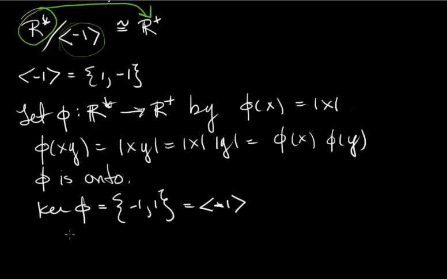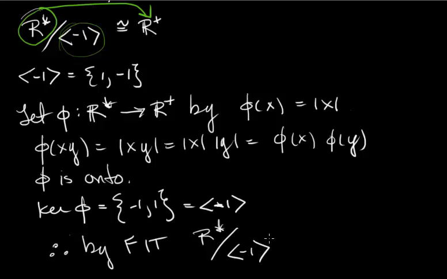We can say that, therefore, by the first isomorphism theorem, R star mod the subgroup generated by -1, that factor group is indeed isomorphic to the positive reals under multiplication.